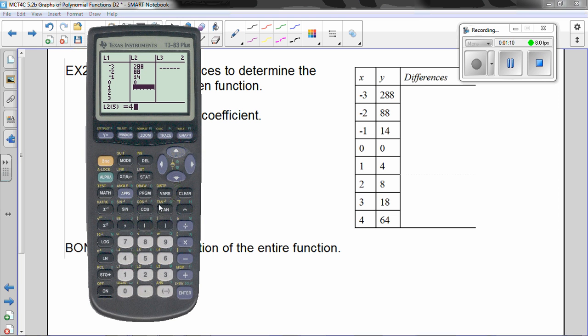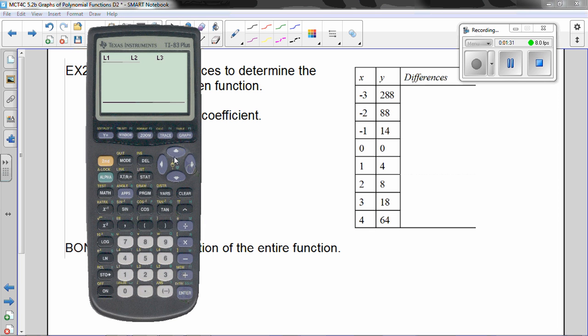Zero, 4, 18. Did I miss one? Oh, 8 I missed. Darn it. 8, 18, 64. I'm going to press enter there.